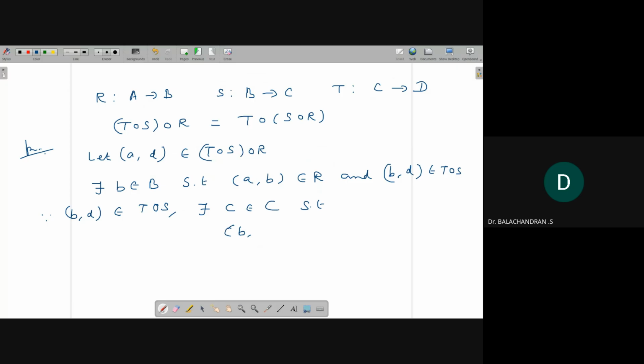(B, C), this is a bracket, (B, c) with small c belongs to S. Okay, in S. And (C, D) in where? T. Okay. Now you can see (A, B) in R, (B, C) in S, (C, D) in what?